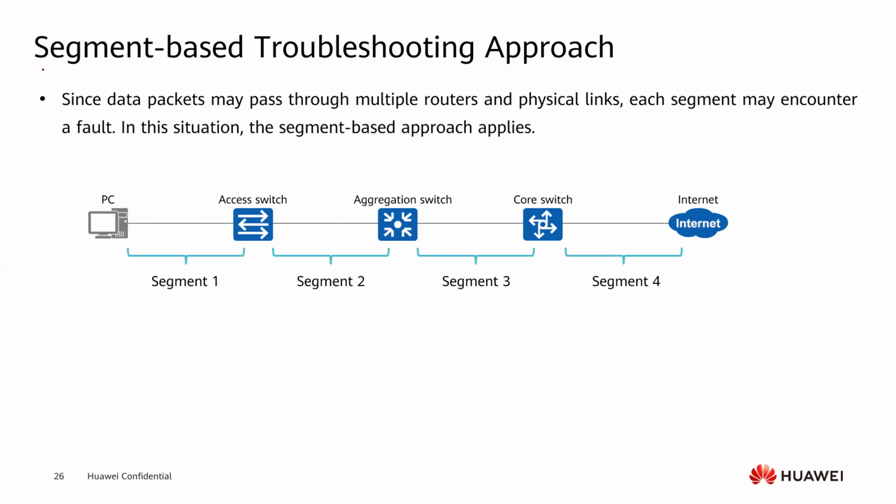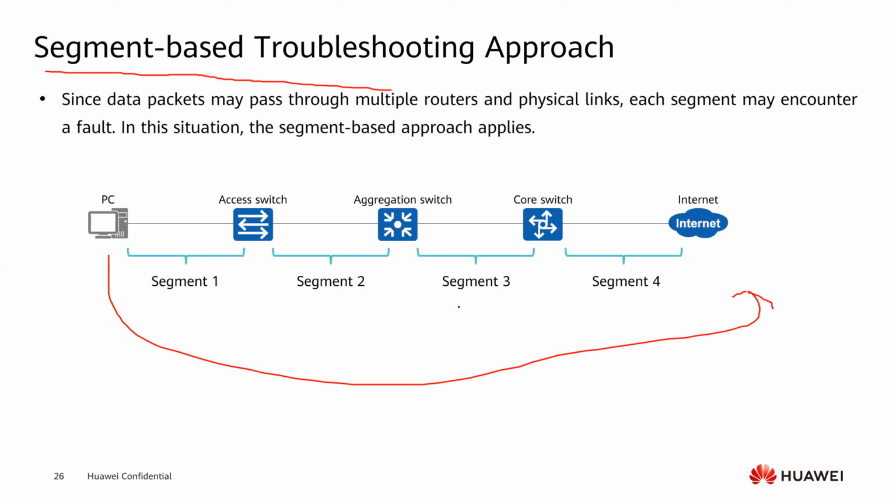Then we can see here is a segment-based troubleshooting. For the packet to the internet, we divide the path into 4 segments, segment 1, 2, 3, 4, and we check the segments one by one.